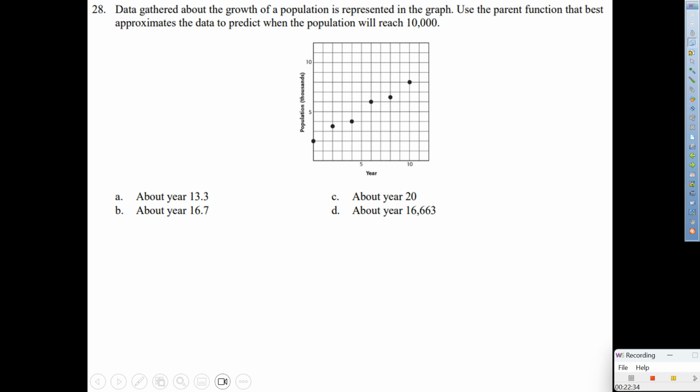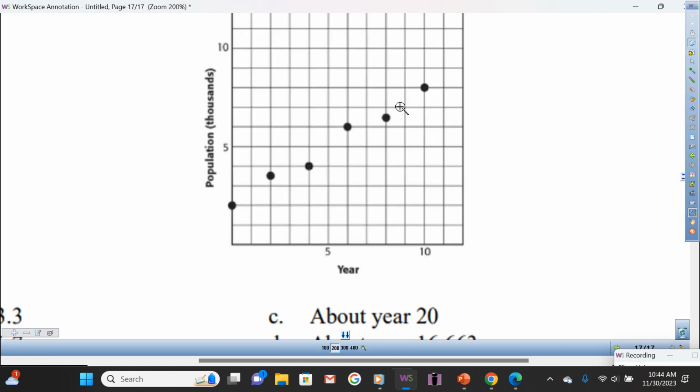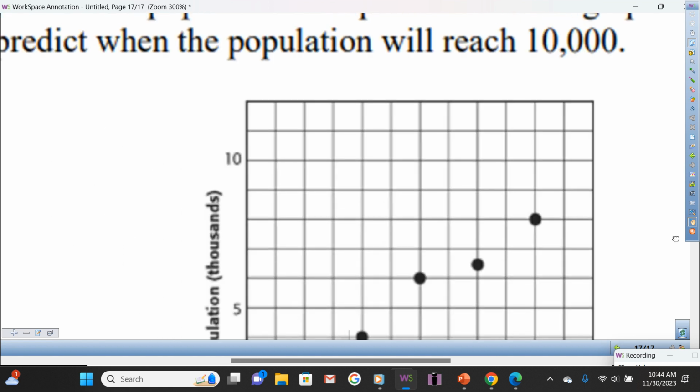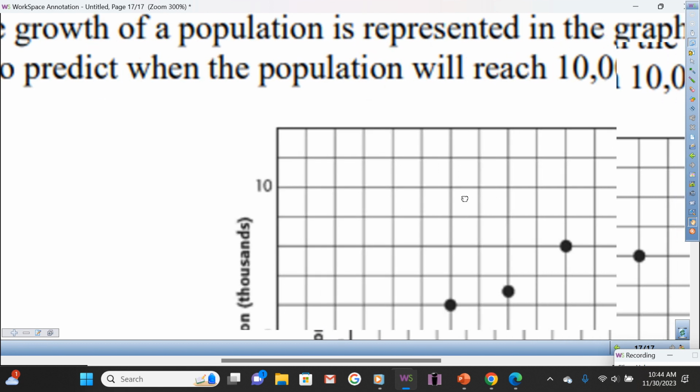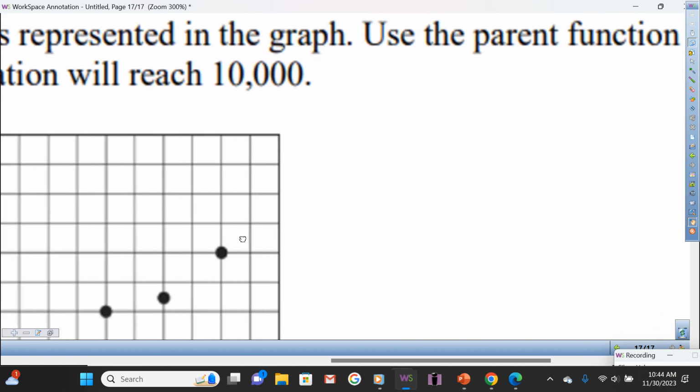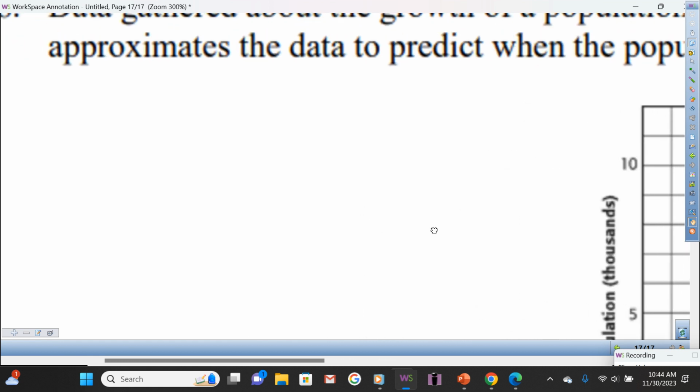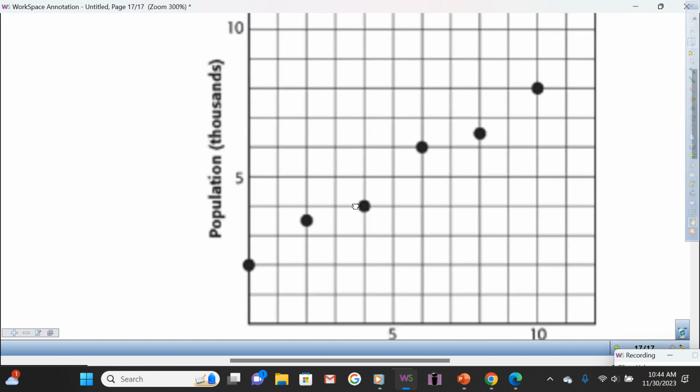Number 28. Let me send this to your screen really quick. So I'm going to zoom in for this one. Here it goes. First, the problem states, data gathered about a growth of population is represented in the graph. Use the parent function to approximate the data. So what they're asking for is best fit line.